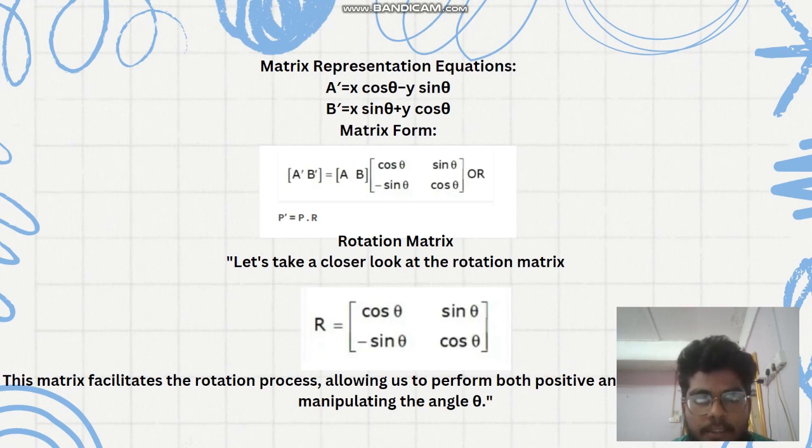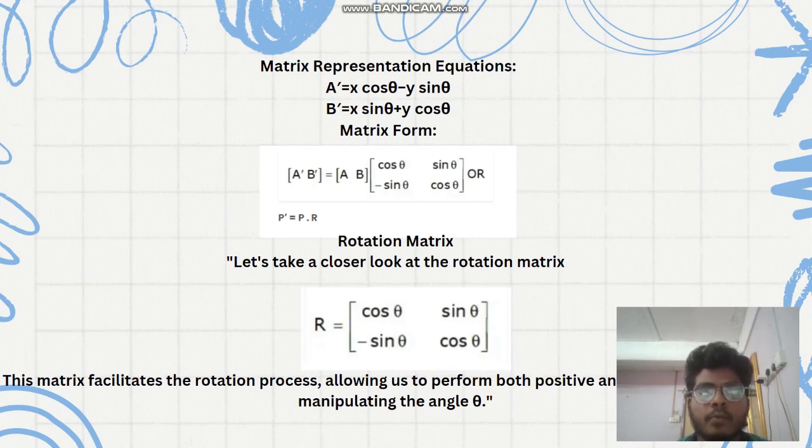For the conclusion, understanding 2D rotation in computer graphics is essential for manipulating graphical elements efficiently. By grasping concepts like rotation angles, rotation centers, and matrix representation, we can efficiently rotate objects in 2D space to achieve desired visual effects.